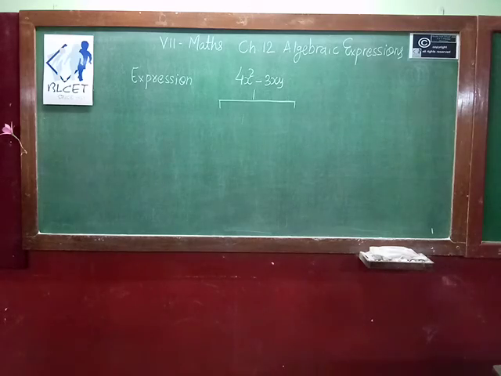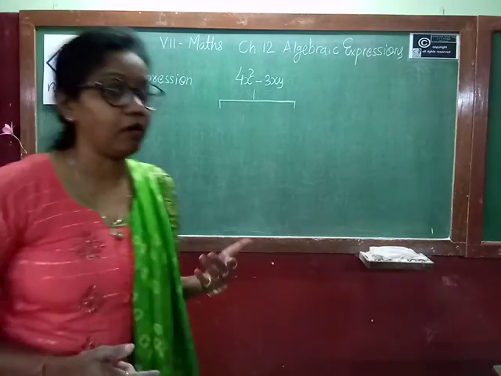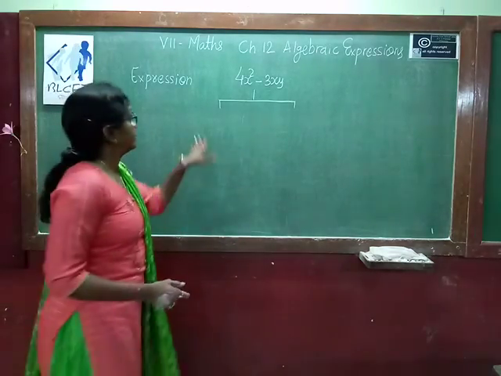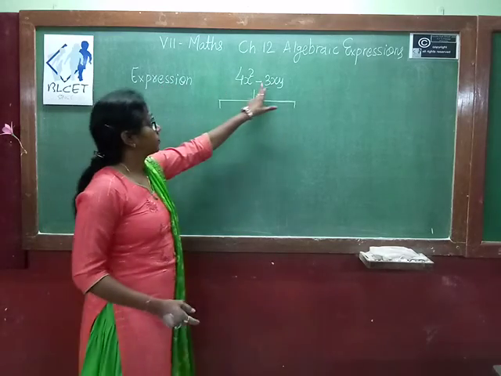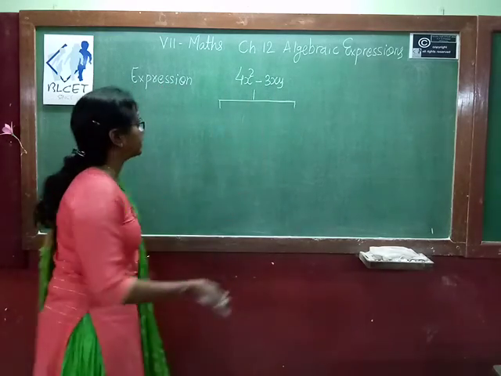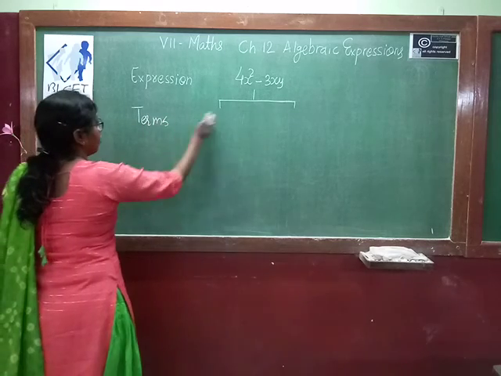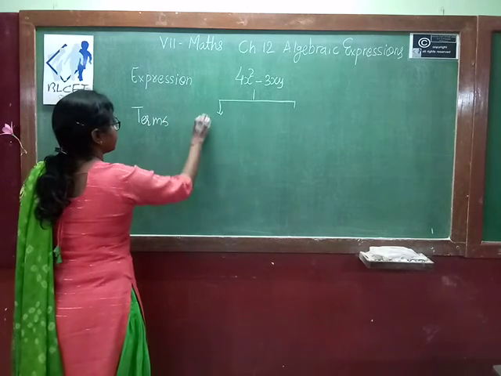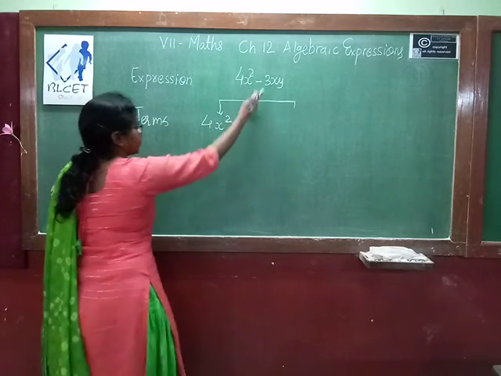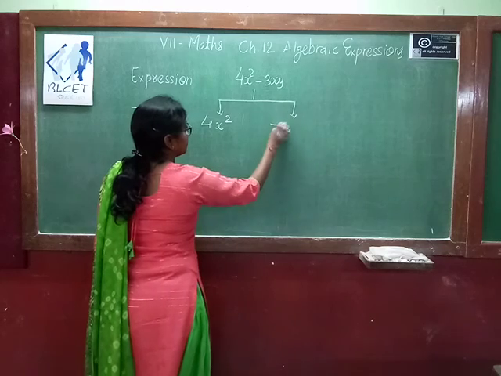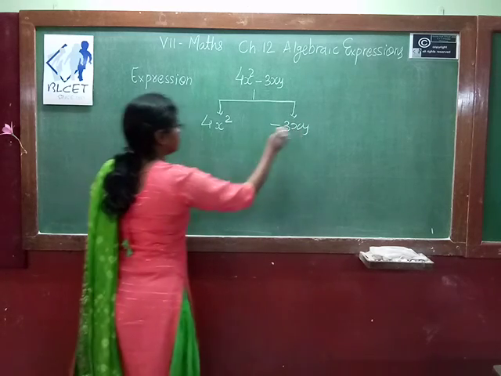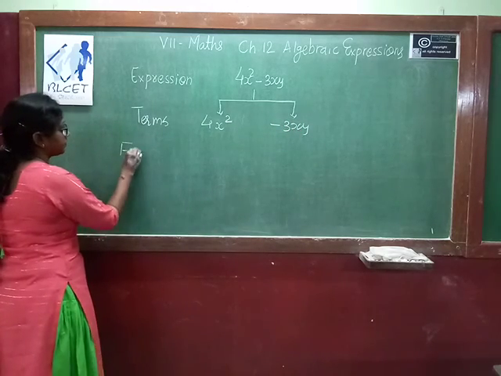Now in short we understand how the expression forms. Suppose your expression is 4x square minus 3xy. How many terms are there? Two terms. First is 4x square, second is minus 3xy. Now what are the factors of this?